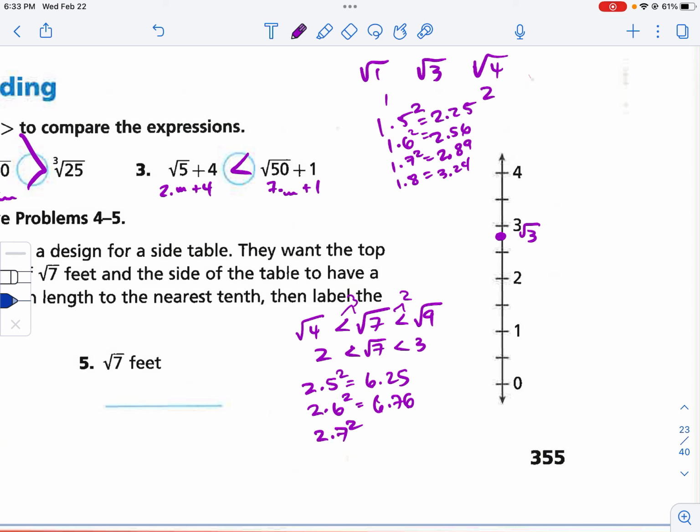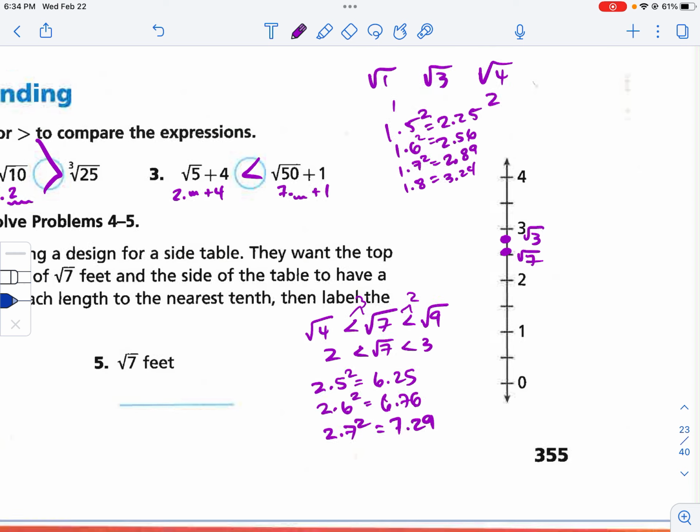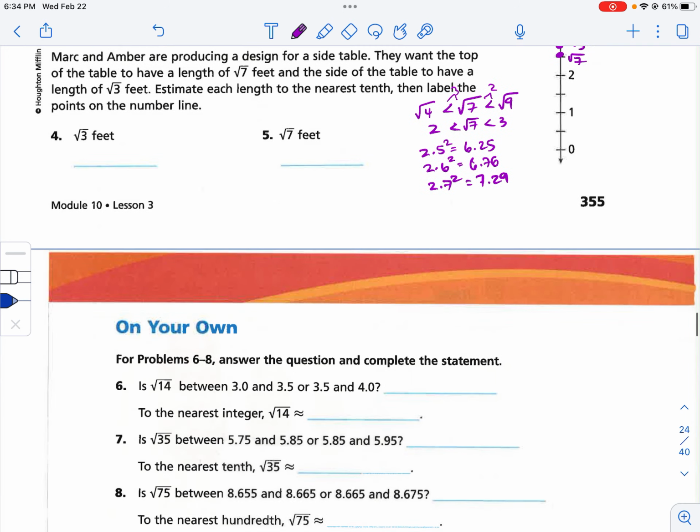2.7 squared, I definitely don't know. 7.29. Okay, so which one is it closest to? That one's 29 away. This one is 24 away. So 2.6 is right here. So the square root of 7. Okay.